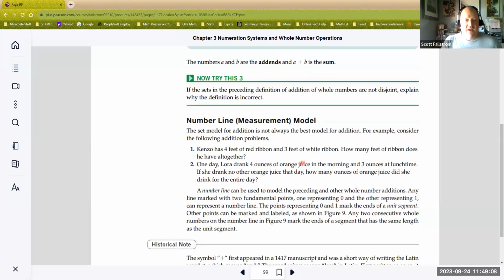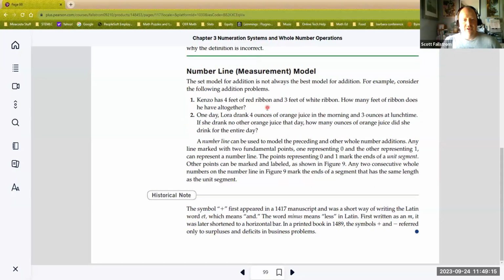Okay. They added a "Now try this." Again, as you're thinking through, you should be able to answer things like "Now try this." All right, number line. This is known as the measurement model. Okay, we're going to measure something out. So what you can do is, and they actually tell you when the plus sign first appeared and the minus sign: in a printed book in 1489, pluses and minuses referred to surpluses and deficits in business problems.